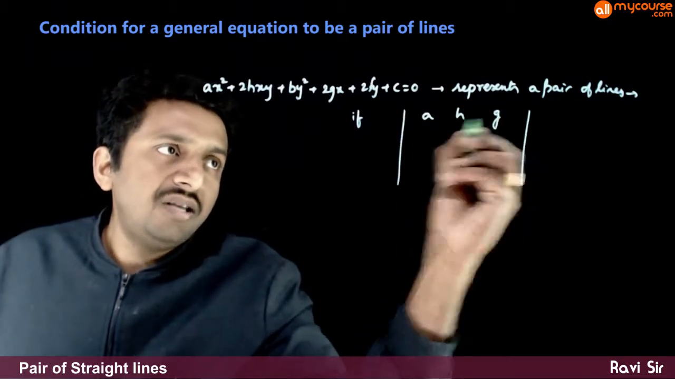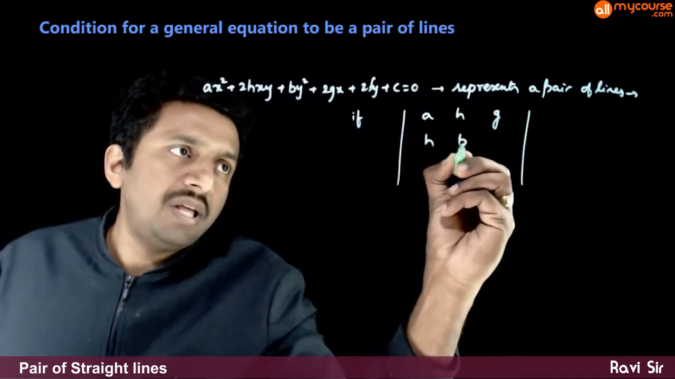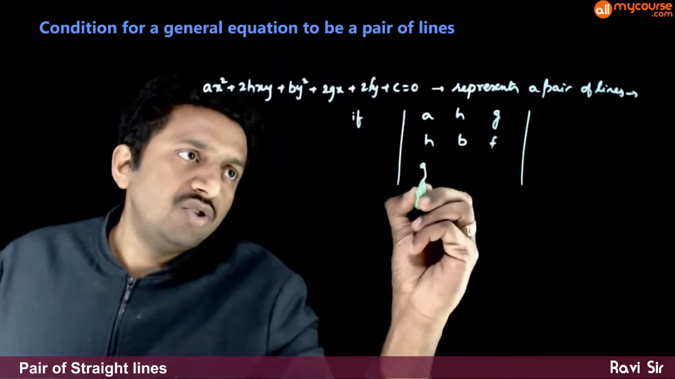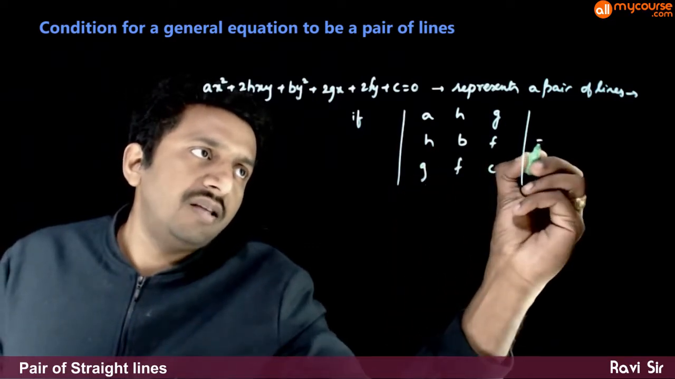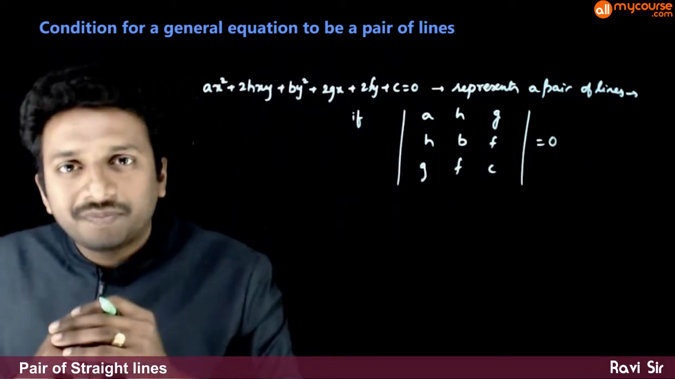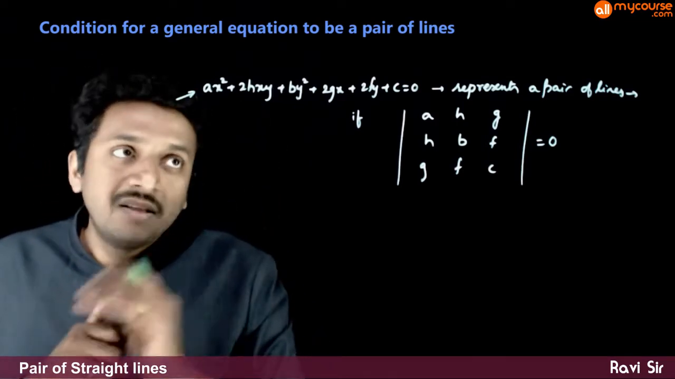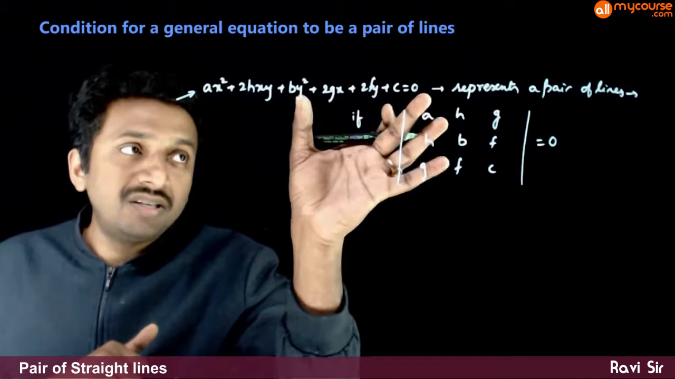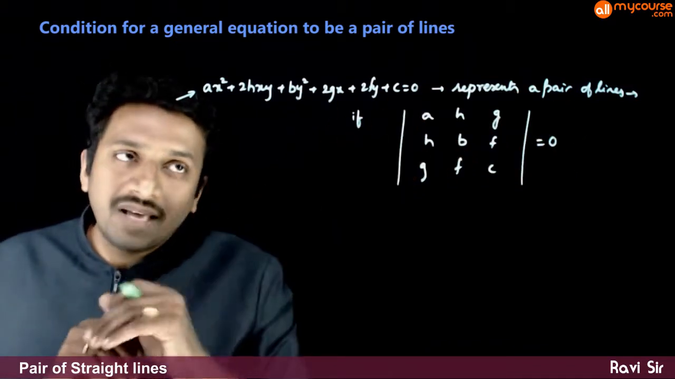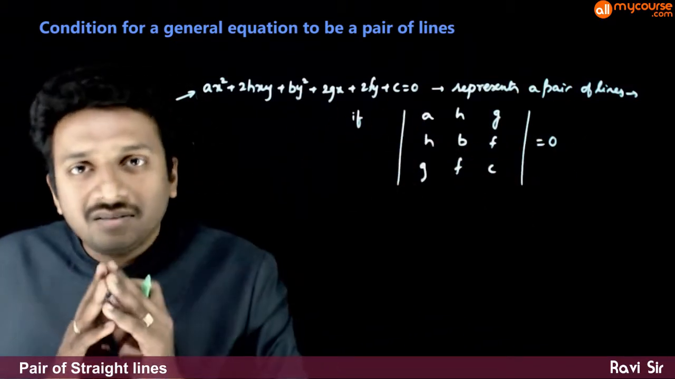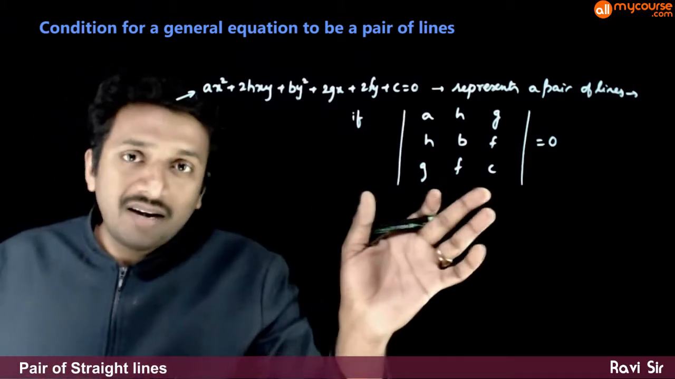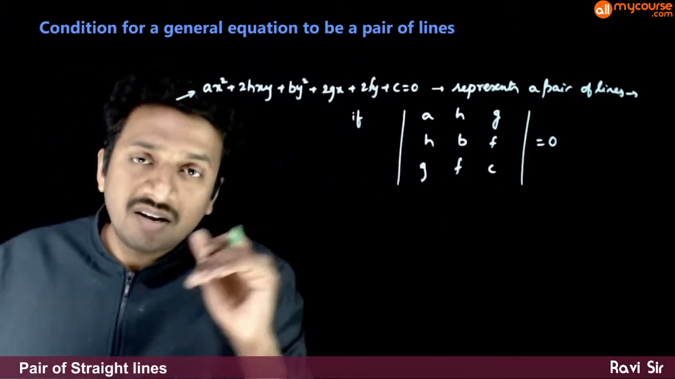A H G, H B F, G F C is equal to 0. So this is the statement which you need to remember. So this expression equal to 0 represents a pair of lines if this determinant is equal to 0. And this determinant can be very easily remembered.